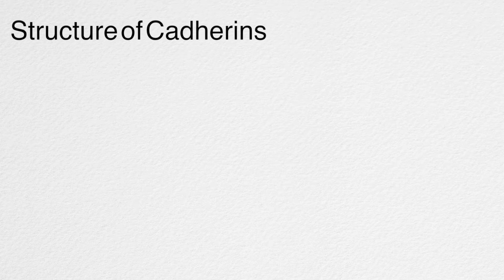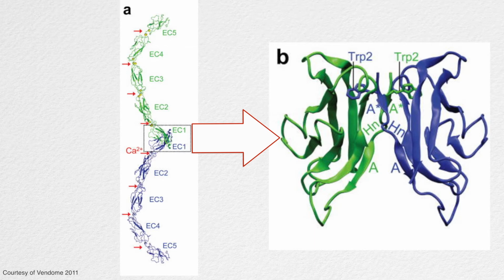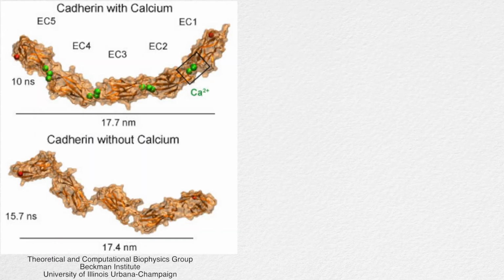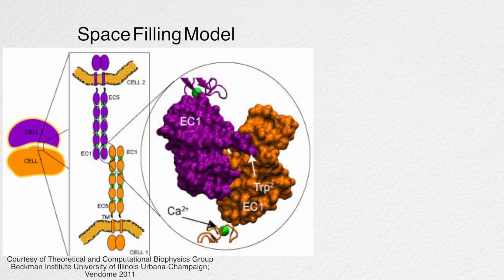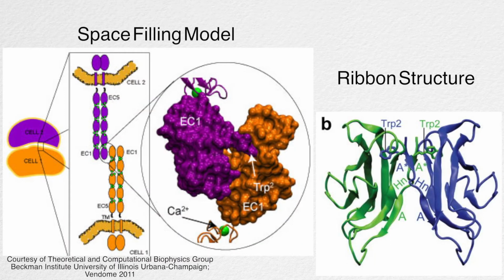Desmoglein and desmocollin, the cadherins involved in Pemphigus vulgaris, consist of 5 domains, which each contain clusters of beta strands that form a pseudo-Greek key motif. Domains are held together and rigidified by calcium ions that bind to charged amino acids at the end of each domain. 2 cadherins interact through a strand swap interface, where the tryptophan residue of one cadherin inserts into the hydrophobic pocket of a different cadherin.